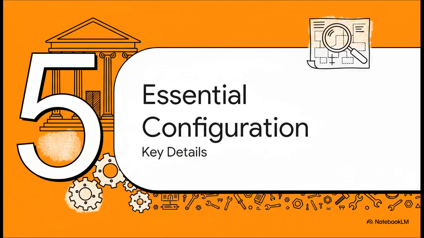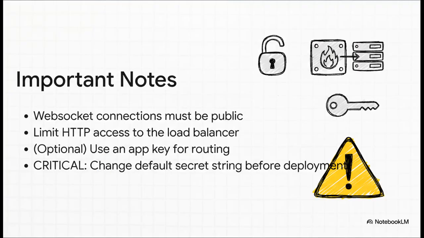Of course, simple doesn't mean you can just ignore the details. The documentation points out a few really important technical notes to make sure this whole setup runs nice and smooth. Okay, so let's run through these, because they're important. First, the WebSocket connections on every single one of your servers have to be open to the public so users can connect. For security, you can lock down normal HTTP access so only your load balancer can talk to them. And this last one, this is absolutely critical. You can't skip this. You must change the default secret string before you go live.